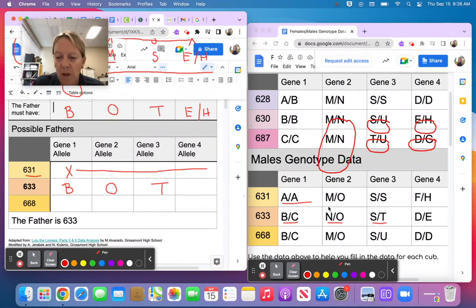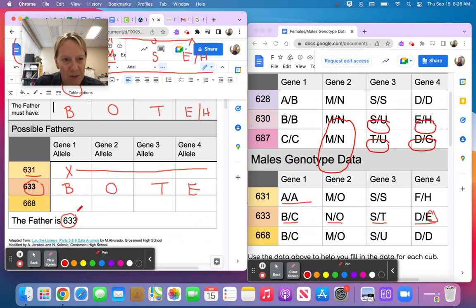And then gene 4, the dad needs to give either an E or H. And this dad has a D or an E, so he's got that E that we need. So we're going to give that E. So it looks like, sorry about my writing, it looks like 633 is the father, and this one was already filled out, so you have it there.